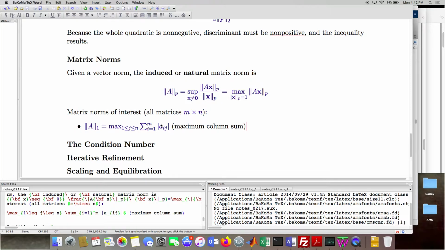So the one norm of a vector, you're summing the absolute values of all the elements. You're not doing that here. You're not summing the absolute values of all the elements of a matrix. You're doing that in each column, and then seeing which is largest.